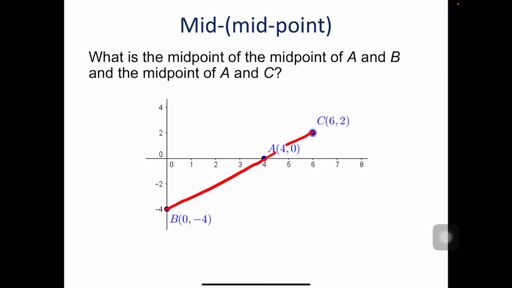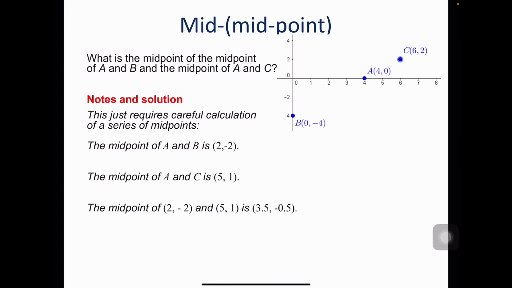So as you can see, the midpoints are 2, -2 and 5, 1. Now we need to work out the midpoint of these 2 red points, and so you could do 2 plus 5 over 2, -2 plus 1 over 2, so we get 7 over 2, and -1 over 2. And so yeah, as a decimal, this would be your answer.